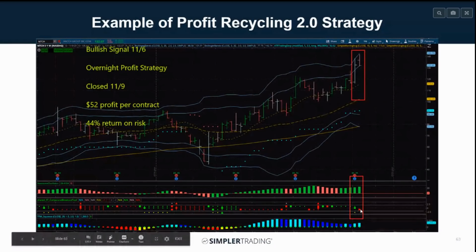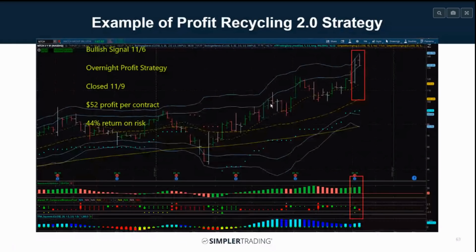tool. Technically, it looks like it started to cancel out the next week, right, when I took this snapshot. But that valid signal with both of those combined still allowed me to follow through with that higher high, and in turn allowed me to take that quick $52 profit per contract, which was a 44% return on the risk.